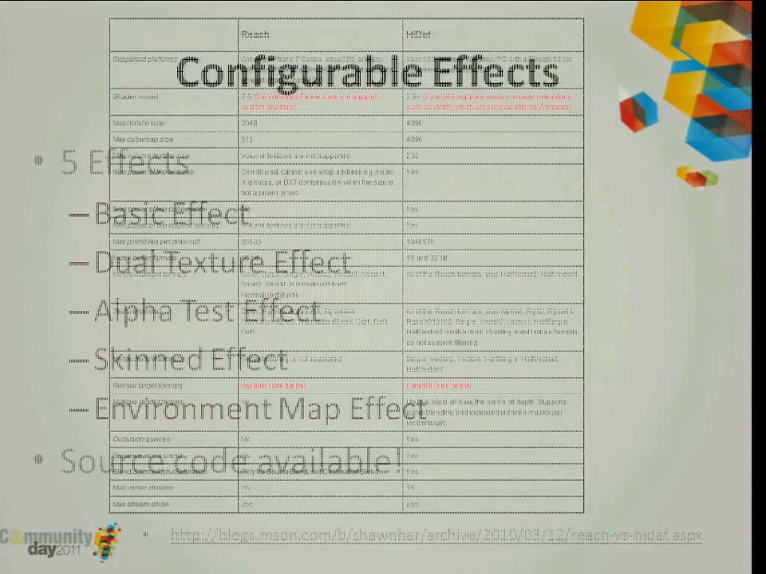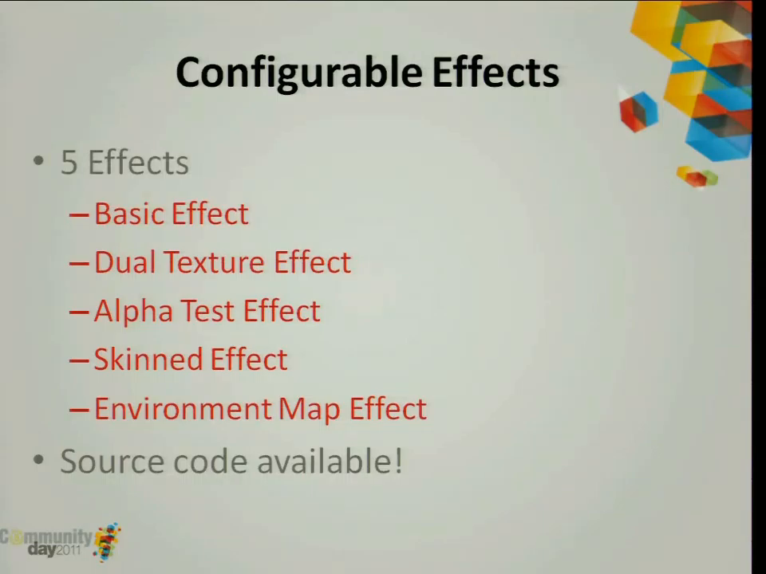Okay, then I told you that the phone supports shaders. You can't program shaders on phone, but you can use 5 built-in effects. And you can do a lot with them. They have 5 effects: the basic effect, the dual texture effect, alpha test effect, skinned effect, and environment map effect. The cool thing about this is that the source code is available.